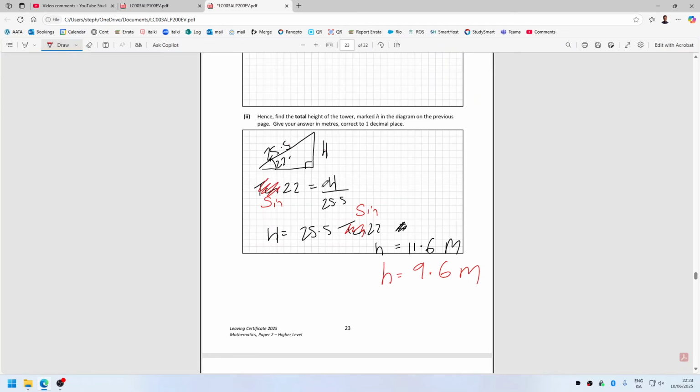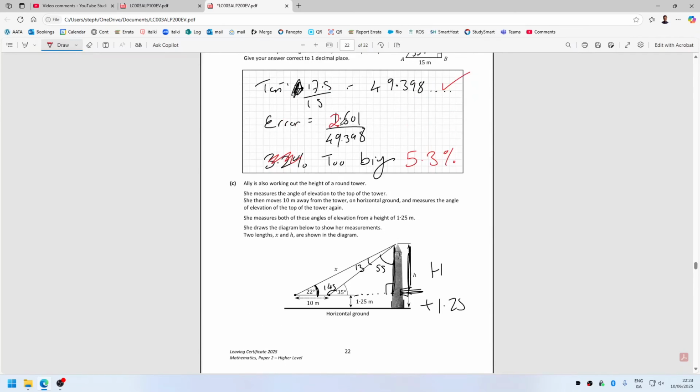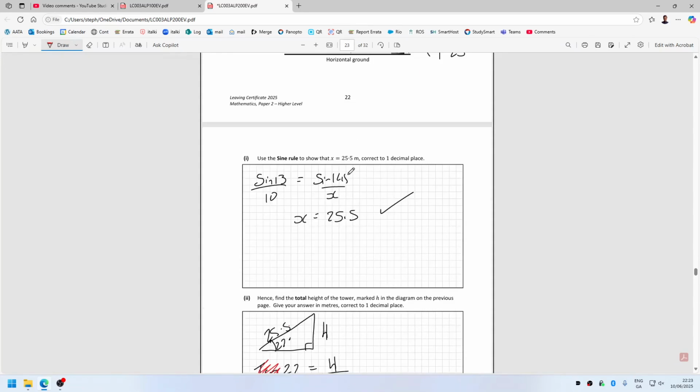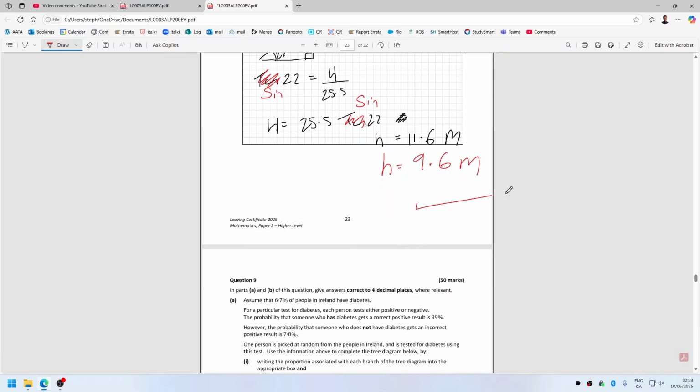So thank you, Connor, for grabbing those two mistakes. A tan-sine slip, and I don't know what happened here. Must have been a mistyping on the calculator. I must have typed in 51 instead of 52. So hopefully those are the only two errors.